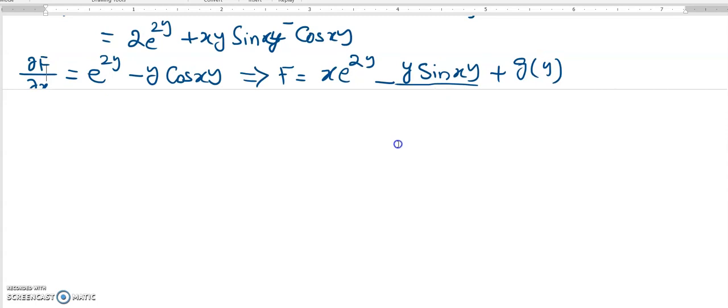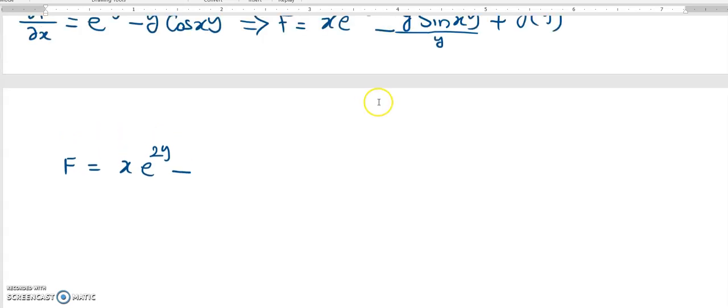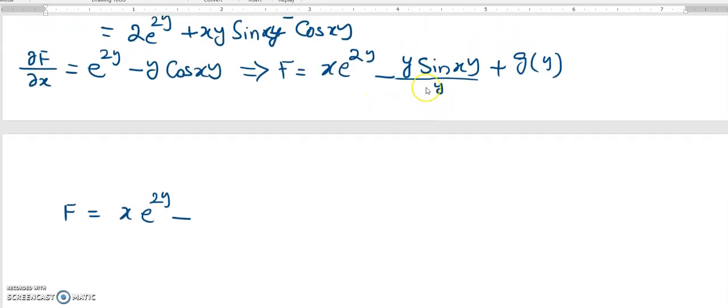So here what I can write over here is that the solution function is x e power 2y minus sine xy plus g of y. So now we need to find this g of y.